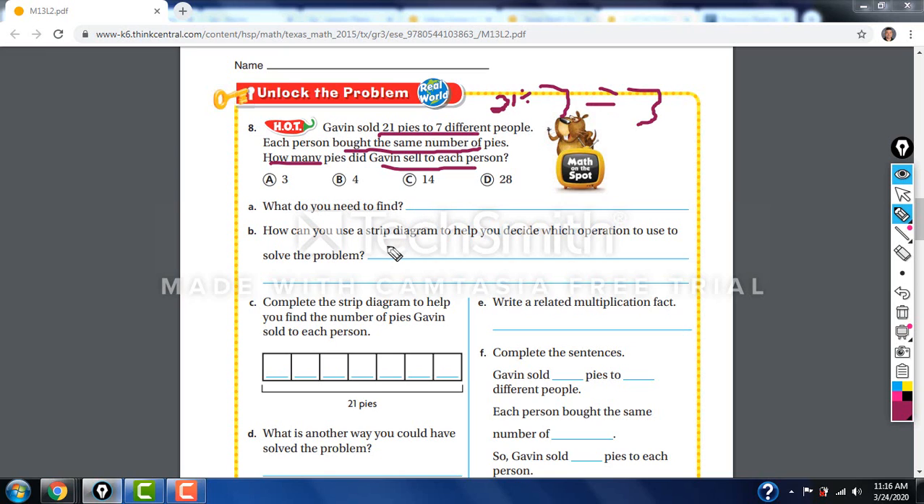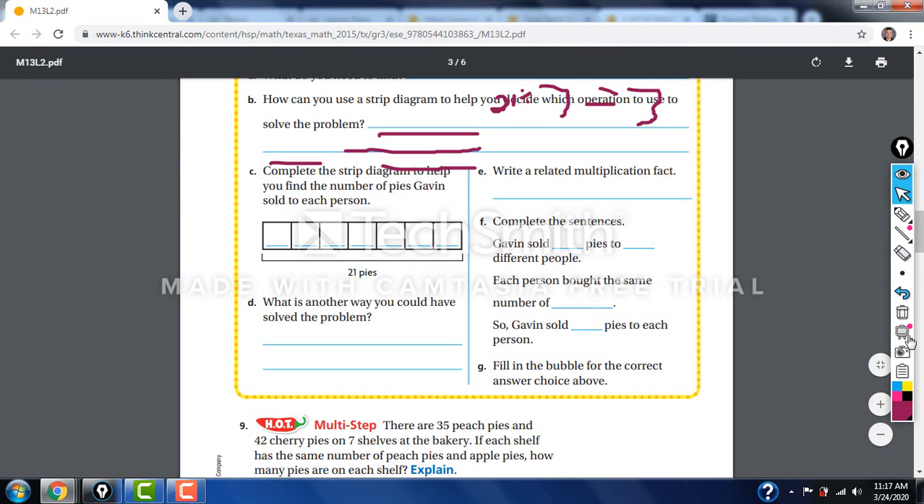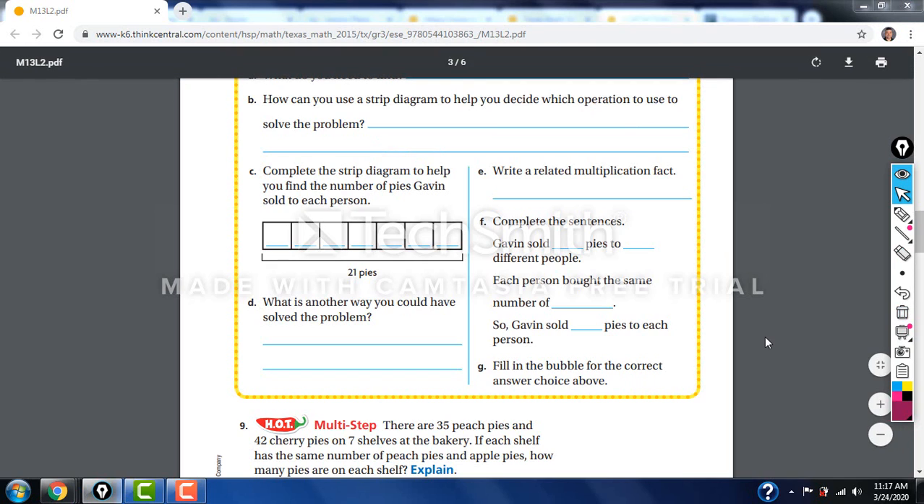What do you need to find? How can you use a strip diagram to help you decide which operation to use to solve the problem? Here's a strip diagram that you can work out right now. I want you to write a multiplication fact and then complete these sentences here. So go ahead and take a few minutes to fill out questions 8A, B, C, D, E, and F. Then we'll come back and see how you, and G also. So we'll come back and see how you did. So go ahead and press pause right now, complete those questions, and then we'll come back.